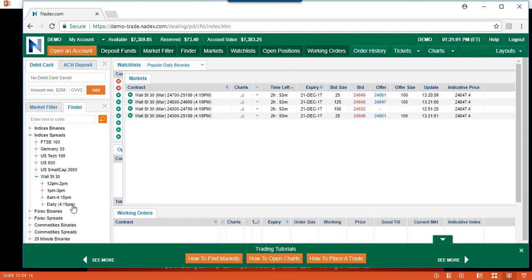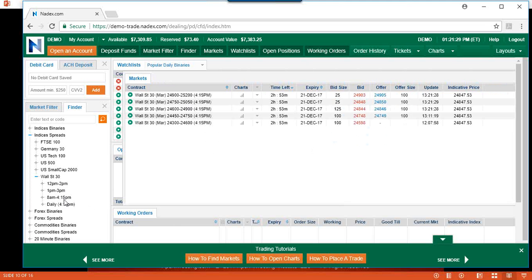On the 8 a.m. to 4:15s, we've got 5 different spreads with different floors and ceilings. On the 2-hour spreads, it's the same thing. We've got 5 different ones there. Now, let's take a look at something. Let's pull these up right here. So we've got different floors and ceilings. We've got different expirations.